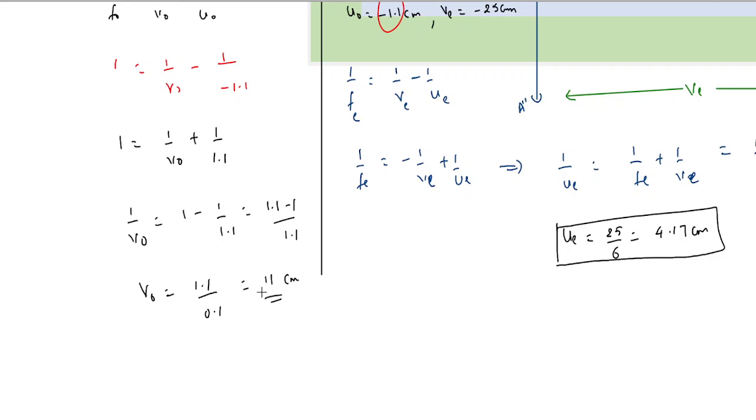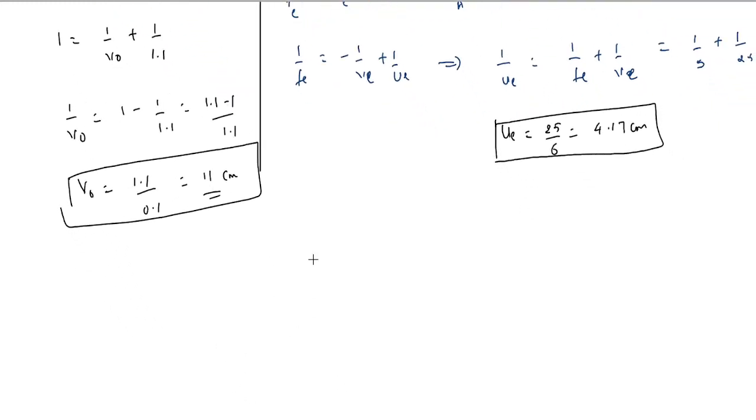So we found out V naught and UE. Therefore, recall that L was given as V naught plus UE in terms of magnitude, which is equal to 11 plus 4.17. That will be 15.17 centimeter. So this is the required answer.